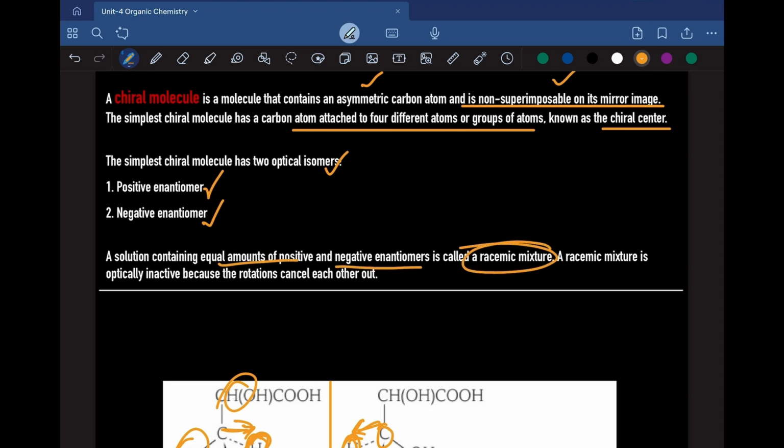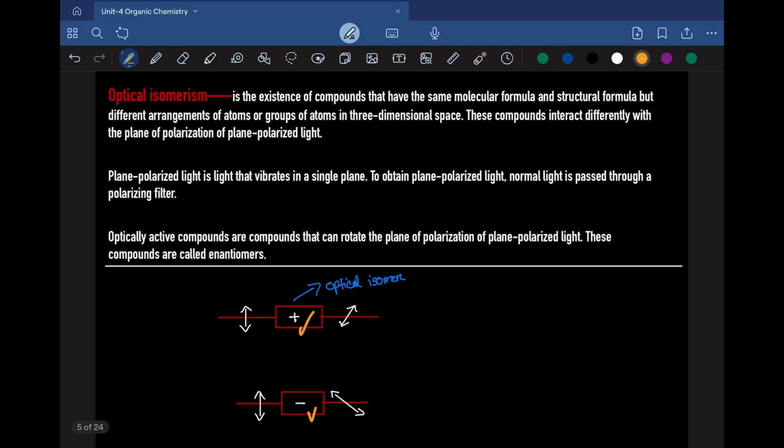The third point is if a solution contains equal amounts of positive and negative enantiomers, it is called a racemic mixture. Let's say you have 5 dm cube of negative enantiomers and 5 dm cube of positive enantiomers. So it will become a racemic mixture. What does a racemic mixture mean? A racemic mixture is optically inactive. It is inactive because the rotations cancel each other out. What this actually means, I will make you understand in one minute.